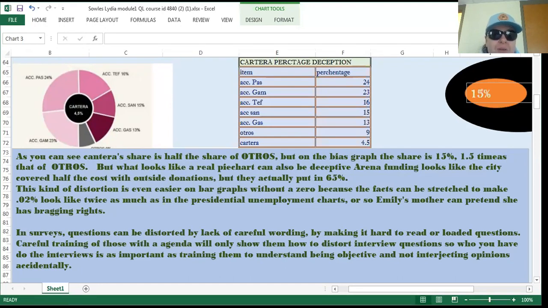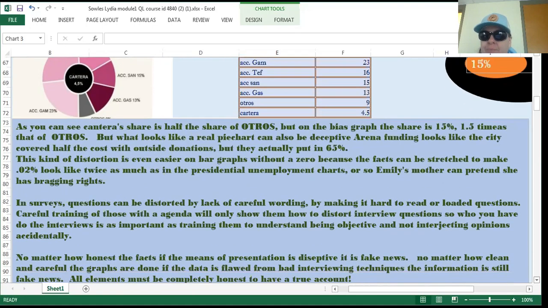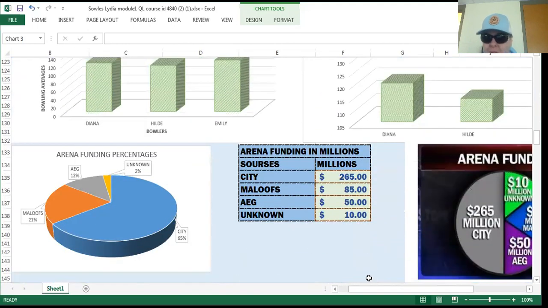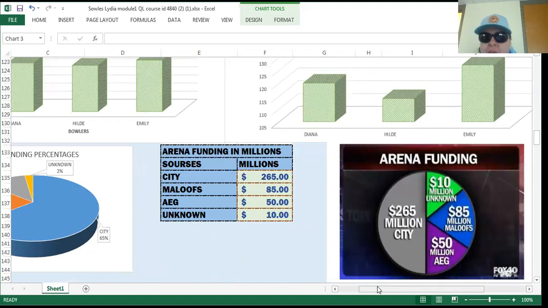But what looks like a real pie chart can be deceptive too, as the arena funding chart below shows. Give me just 1 second. So here we have arena funding on a pie chart. It says the arena was funded 50% by the city and 45% by Maloofs. No, I probably didn't pronounce that right, but I'm pretending. AEG looks like they had about 25%, and then about 30% was given by donors.